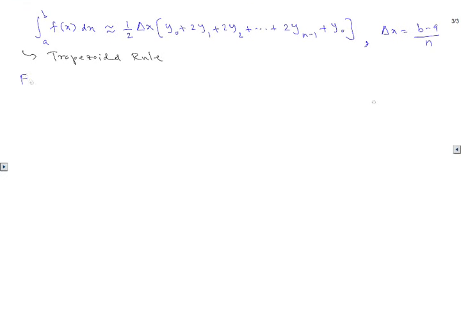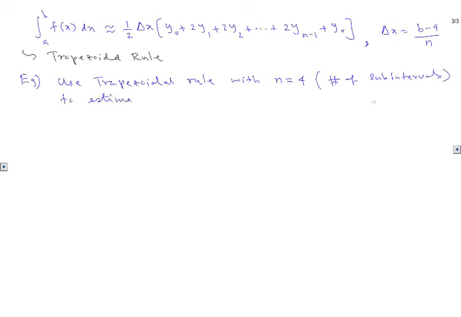So let's do an example. Use the trapezoidal rule with n equal 4. What is n? It means the number of subintervals. To estimate the integral from 1 to 2 of x squared dx.